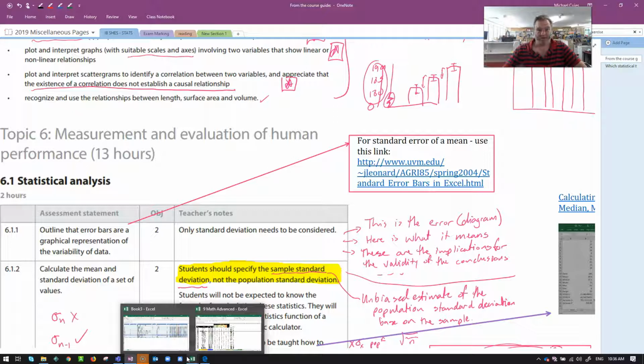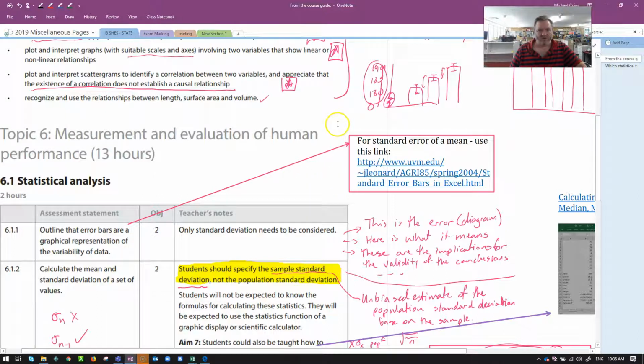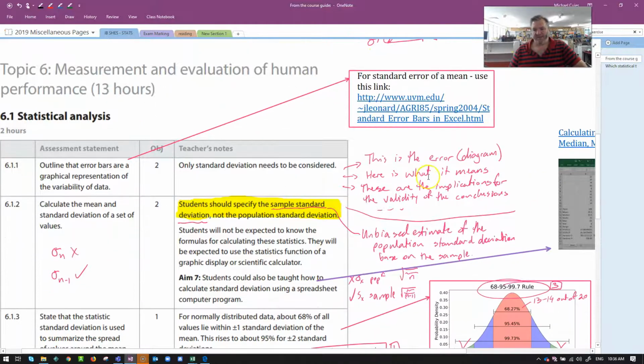So one, make sure you label it appropriately, give it a title, and refer to it, table 3, graph 4, whatever it is. But then say, this is the error diagram. Here's what it means. There's some variation. However, this is an acceptable amount of variation, so that's okay.